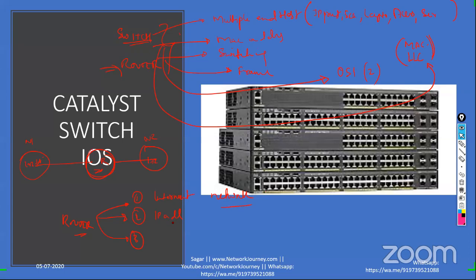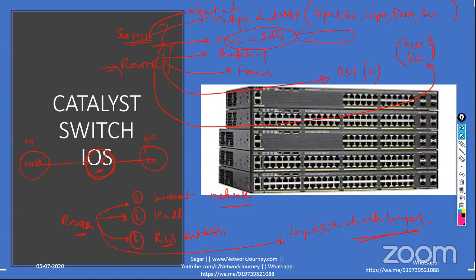Where are these IP addresses stored? They're stored in a routing information base, or a routing table. Whereas in a switch we have a MAC address table, where all the learned MAC addresses will be stored. Okay, which OSI layer does a router work on? It works on layer 3, which is called the network layer. The basic job of the network layer is to give the best path to reach the destination.